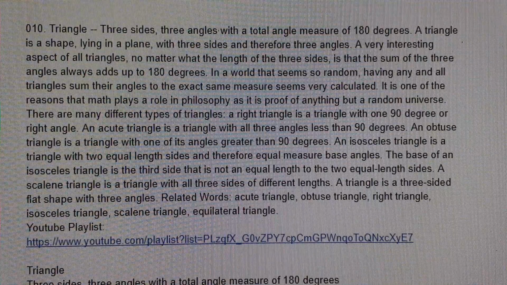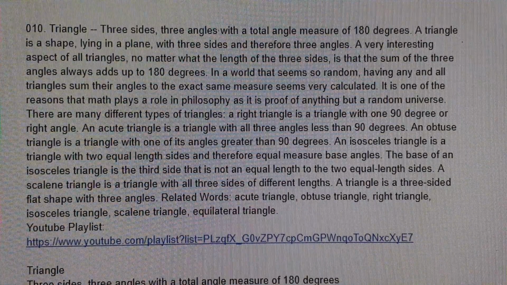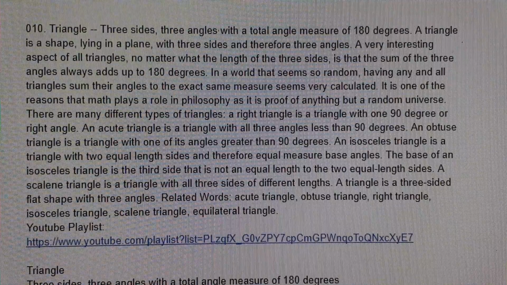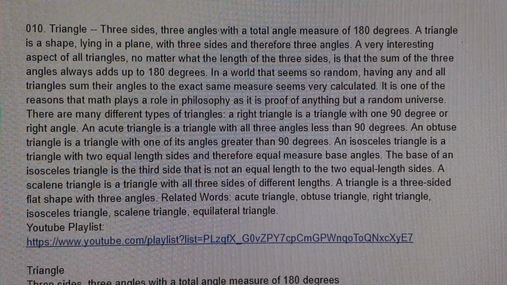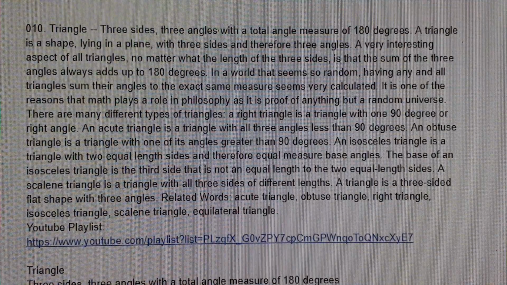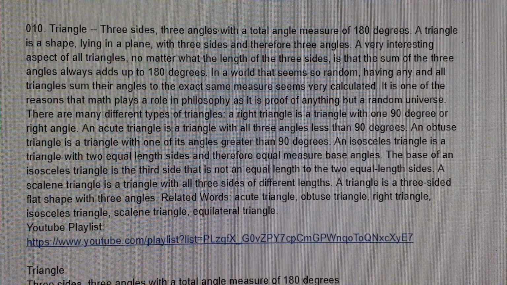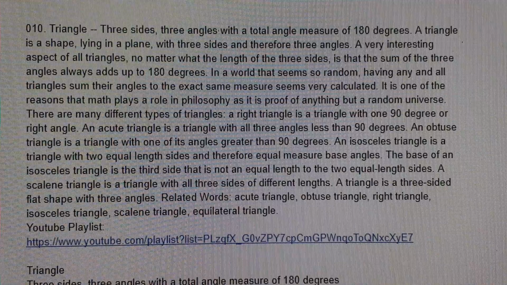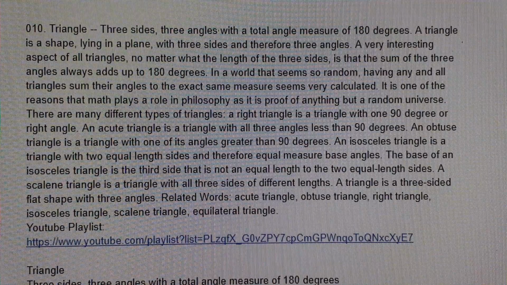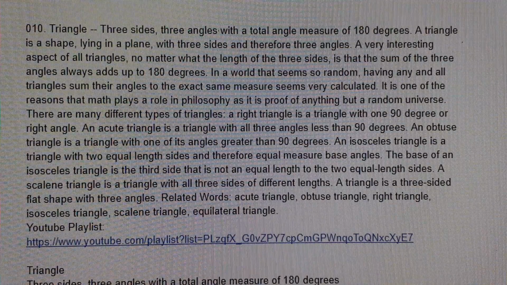There are many different types of triangles. A right triangle is a triangle with one 90-degree or right angle. An acute triangle is a triangle with all 3 angles less than 90 degrees. An obtuse triangle is a triangle with one of its angles greater than 90 degrees.